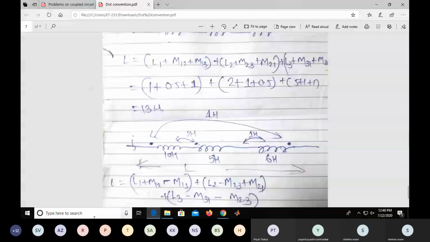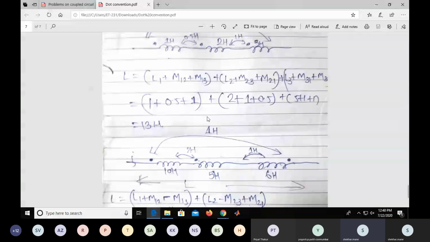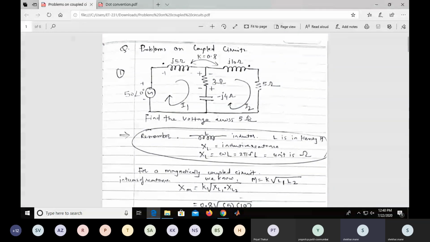Now today we will see problems based on the dot conventions that we have studied, and this one problem will definitely be asked in the university exam. Remember this. A problem based on coupled circuits is always there in the university exam. Whatever we have studied in the last two lectures, we have to apply to solve the given problem.